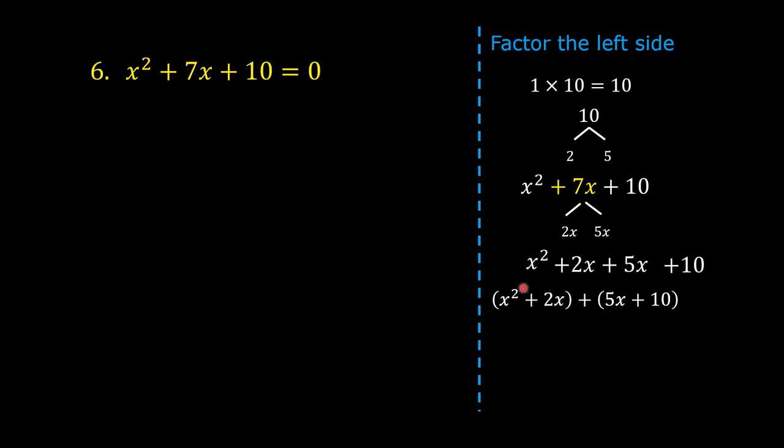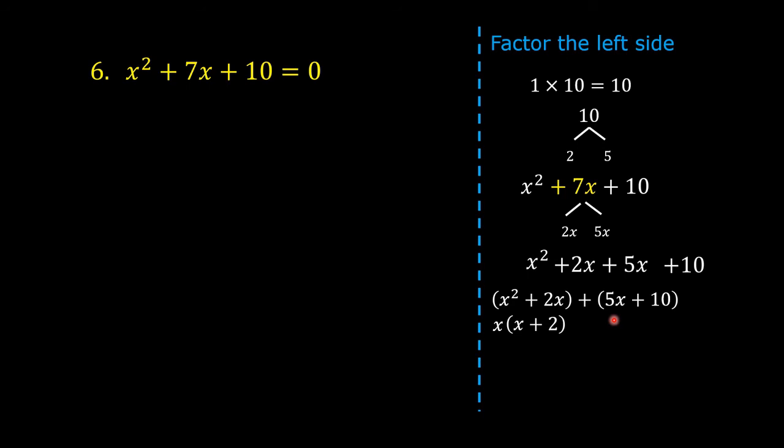Find the greatest common factor of x squared plus 2x, and then factor it out. X. X squared divided by x is x. Then positive 2x divided by x is positive 2. So we have x plus 2.